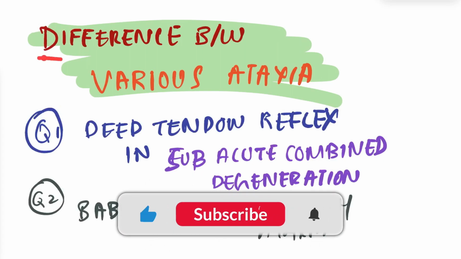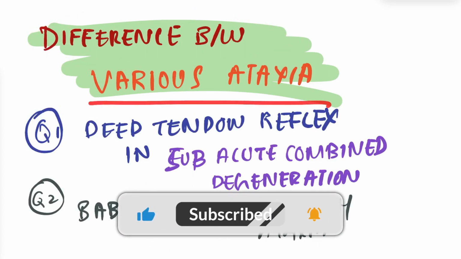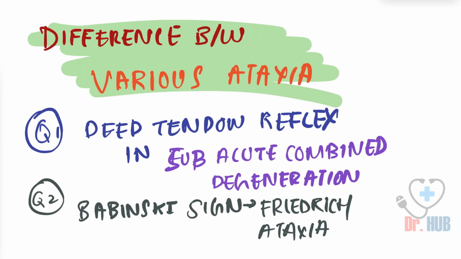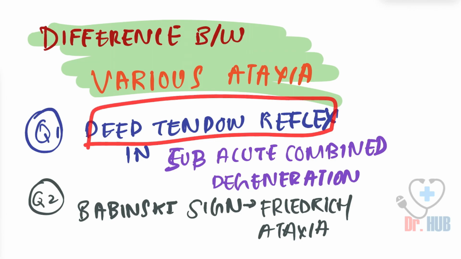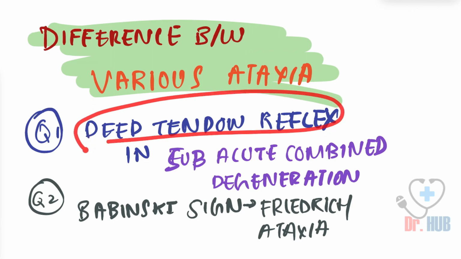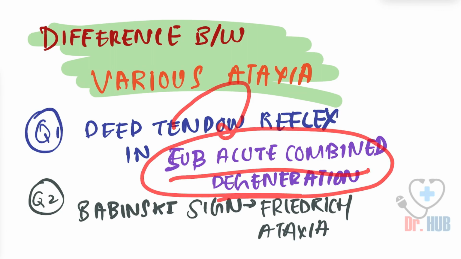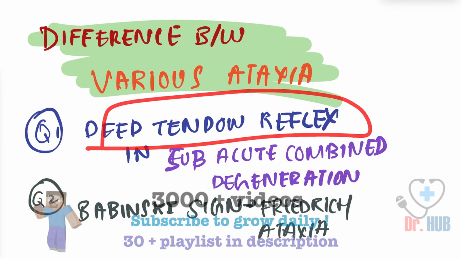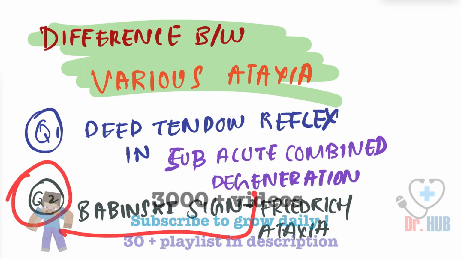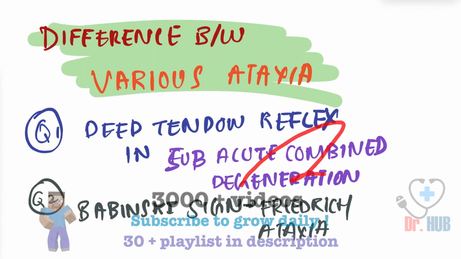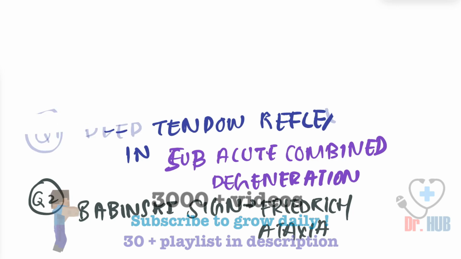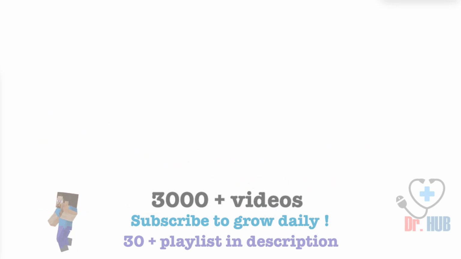Today we are going to look at the difference between the various ataxias. Before we start a topic, we will all be asking questions. The first question is, in subacute combined degeneration, how is the deep tendon reflex? Next question: in Friedreich's ataxia, is the Babinski sign present? In this video, we'll find the answers to these questions and learn in detail about this topic.